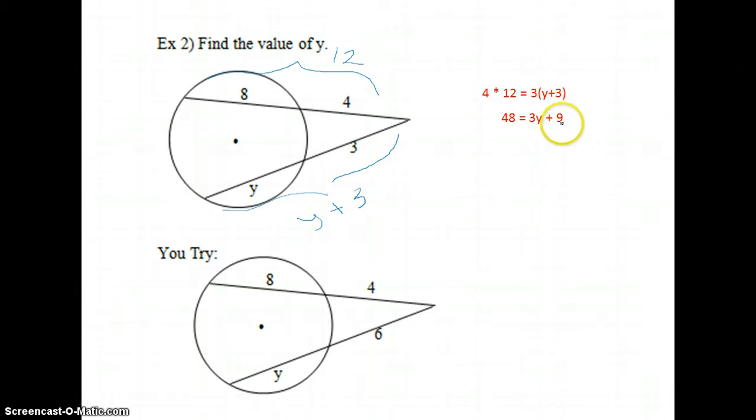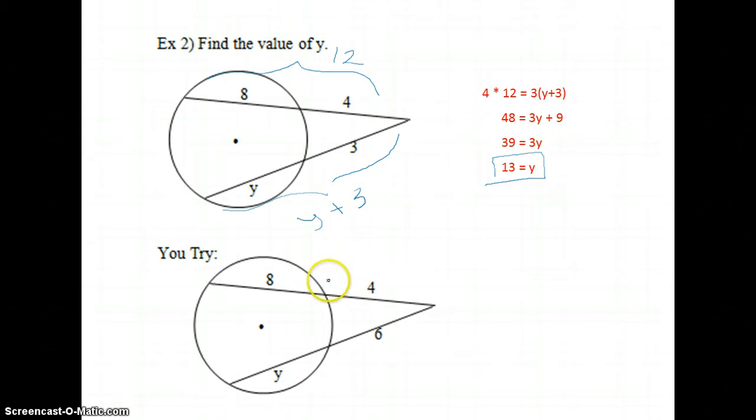So I'll move this positive 9, take the inverse operation of addition here, which would be subtracting 9 from both sides. So now 3y equals 39. Divide both sides by 3, and I will solve for y equals 13.